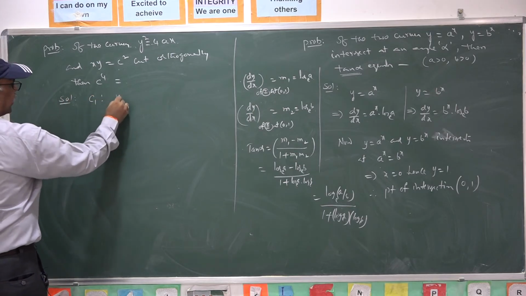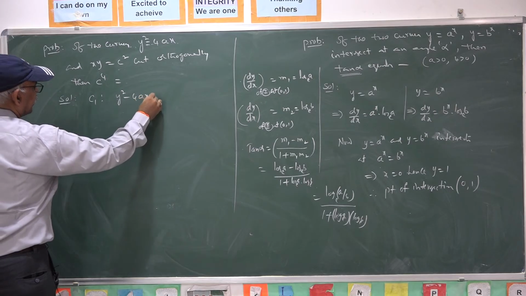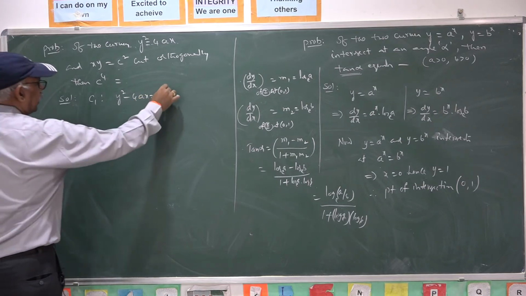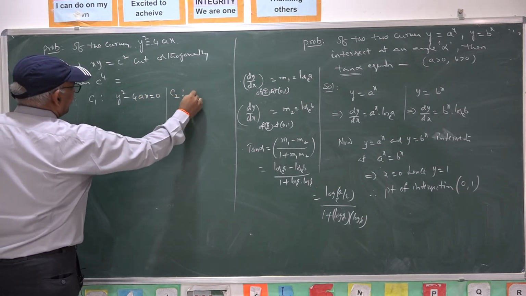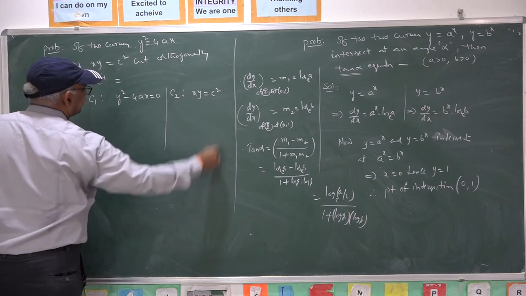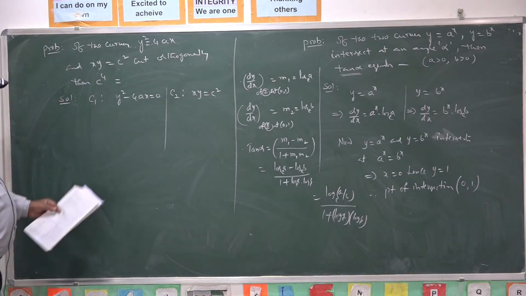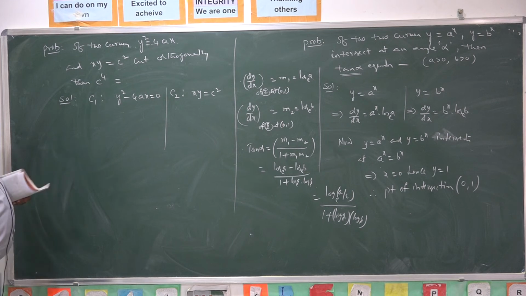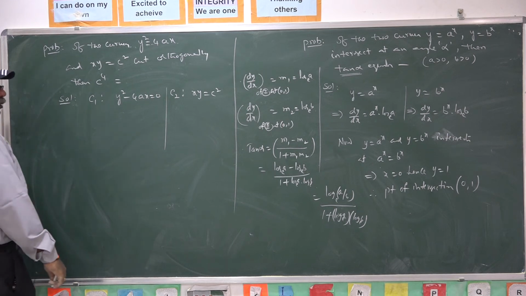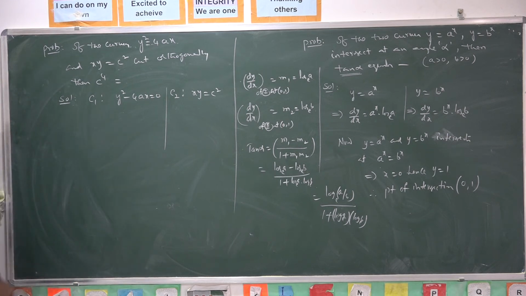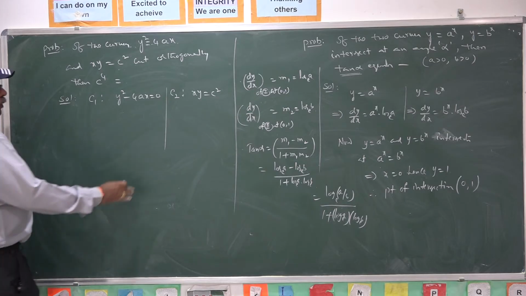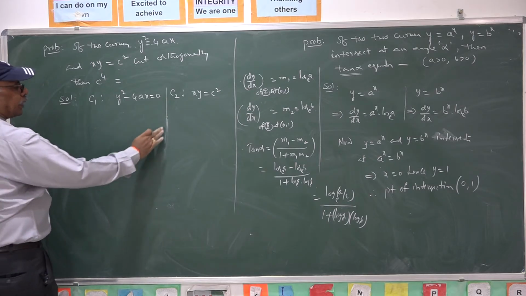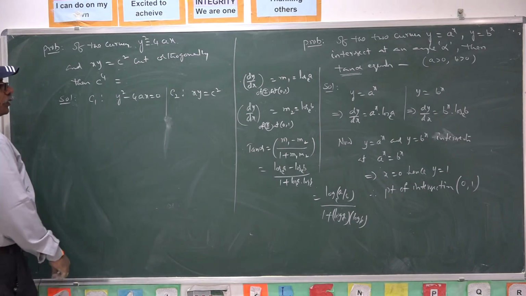The first curve C1 is a parabola, y square minus 4ax equal to 0. The second curve C2 is a rectangular hyperbola, xy equal to c square. They cut each other orthogonally, means m1 into m2 equal to minus 1. The product of the slopes of the tangents must be minus 1.